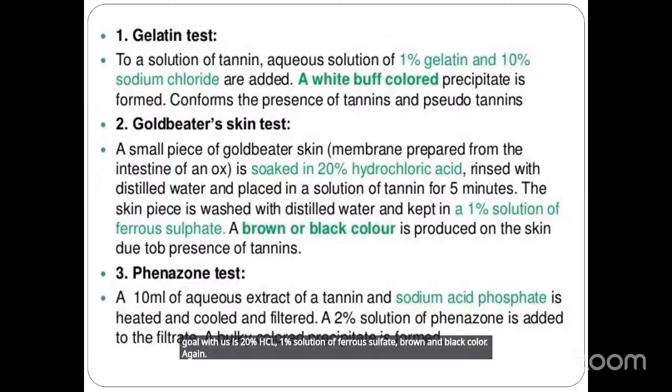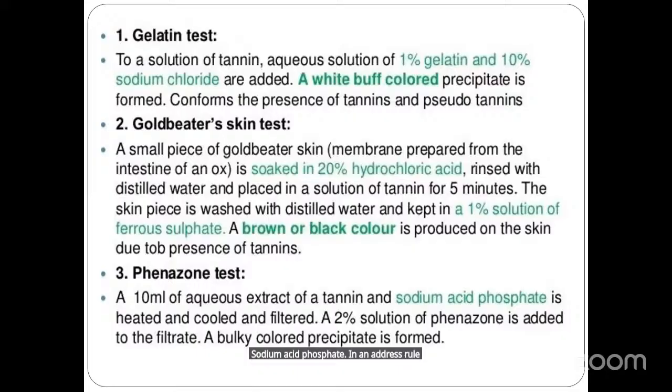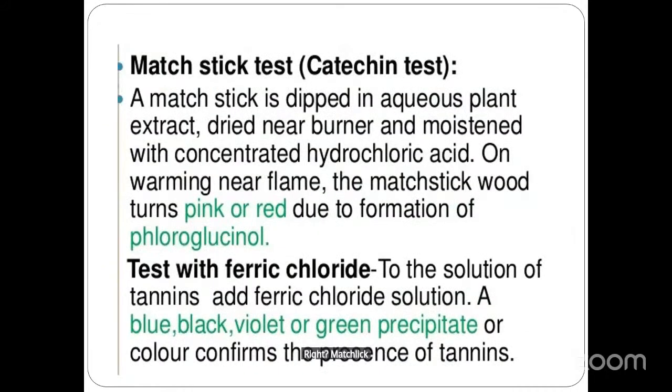Again, one more test is there, the phenazone test. In the phenazone test, you use sodium acid phosphate and phenylhydrazine. The matchstick test is for catechin, so it is also called the catechin test. You dip a matchstick in the plant extract and dry it near the burner. Then moisten it with concentrated HCl, and you will get a pink or red color due to phloroglucinol. When treated with ferric chloride solution, you get blue, black, violet, or greenish colors.